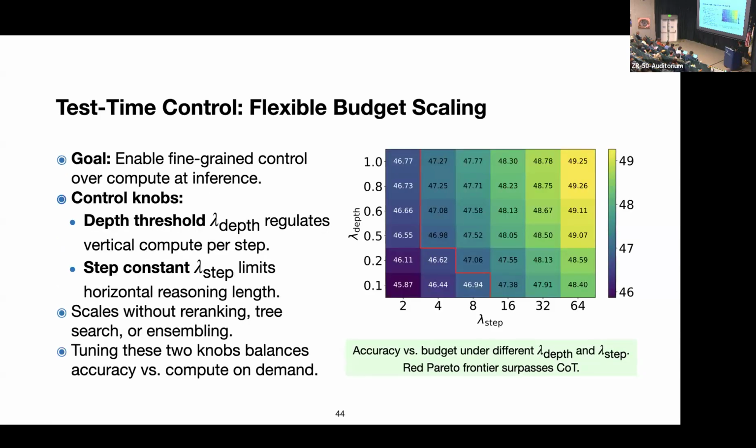Another benefit is that once you have trained the model, you have two parameters to control. One parameter is lambda depth, a threshold value between 0 and 1, which means at each step, how much confidence you need to stop here, or whether you need to continue with more depth. Then lambda step controls how many latent steps you want to use for the reasoning process. Naturally, if you use more steps, or set the depth threshold value higher, which means a stricter condition to stop the reasoning process, then if you increase both parameters, your performance will increase.